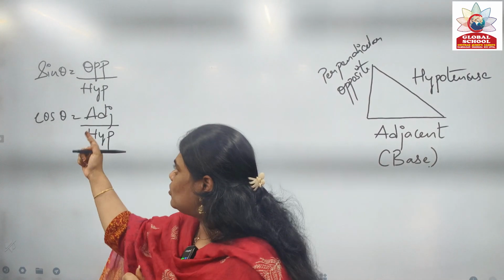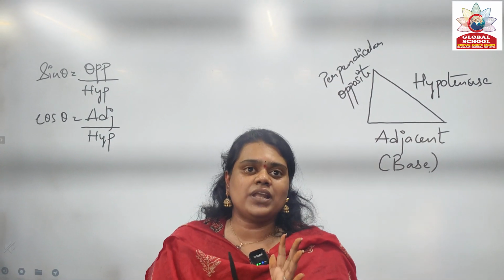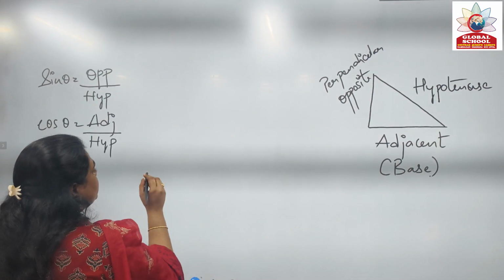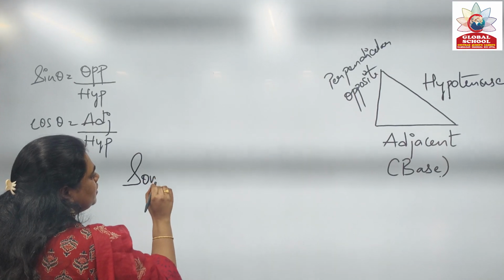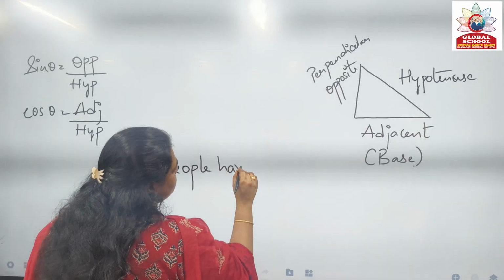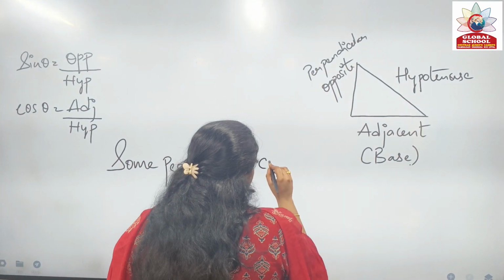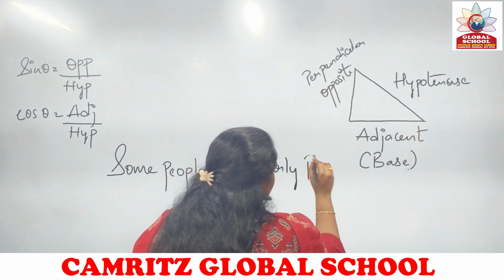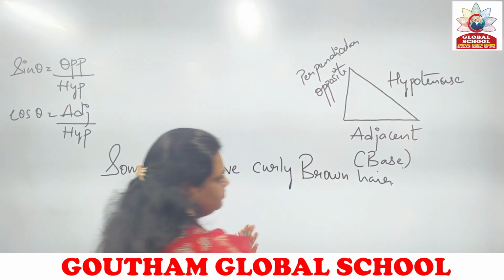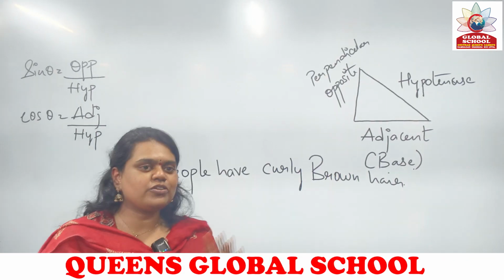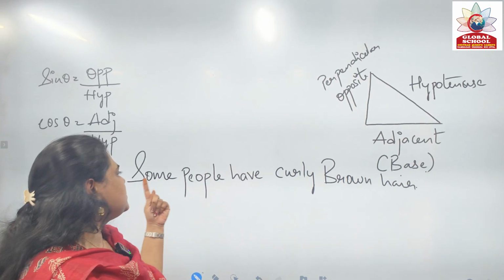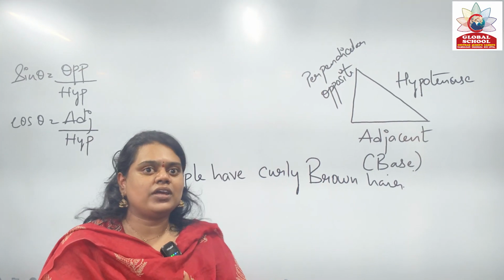To remember these both, based on these both formulas, you can write the remaining 4 formulas. So for that we have a trick. You can write it as, remember this: some people have curly brown hair. This is a line that you have to remember for sin and cos. With that you can write the remaining 4 formulas. That is, some people have curly brown hair.